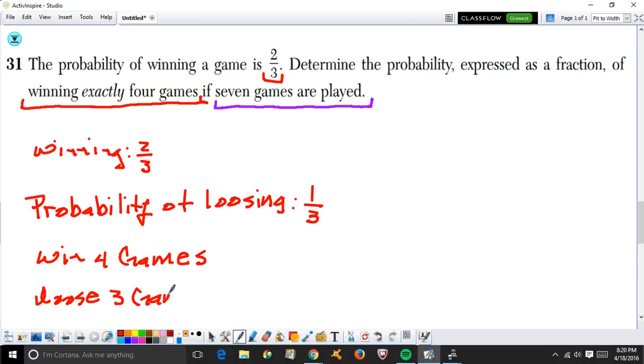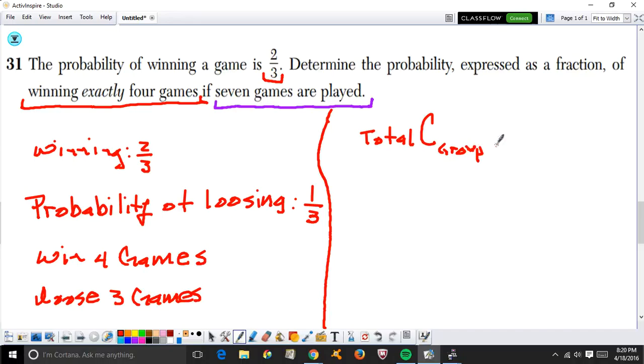3 games. Now that we understand the scenario, we can see that this is a composition problem, where composition problems of winning and losing are always going to be total composition, then the group that we're interested in, exponent of winning times probability of losing, and whatever the exponents or whatever the times that we're winning.